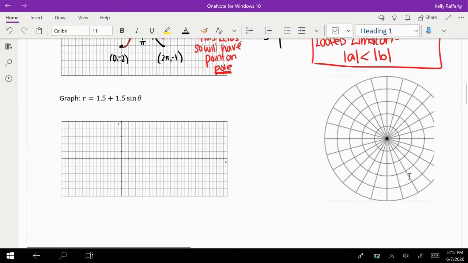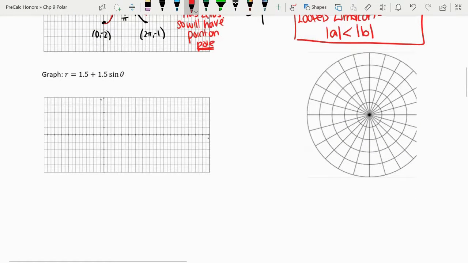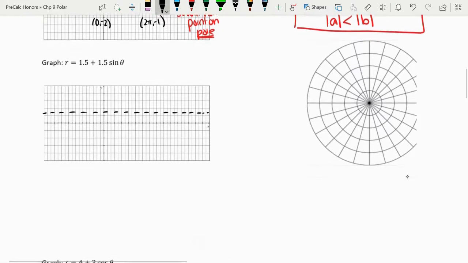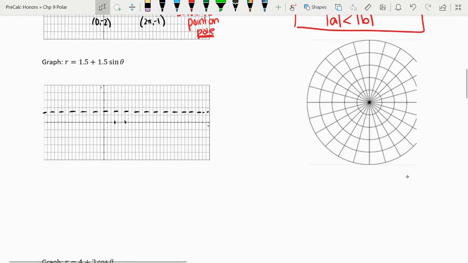All right, another example of a Limacon graph here. We have 1.5 plus 1.5 sine theta. I'm going to do the same thing as our first graph, and graph this in the xy coordinate plane first. This is just for your use, so it can be as accurate or as inaccurate as you want it to be. But the real point of doing this is just to get a couple points to put on our graph.